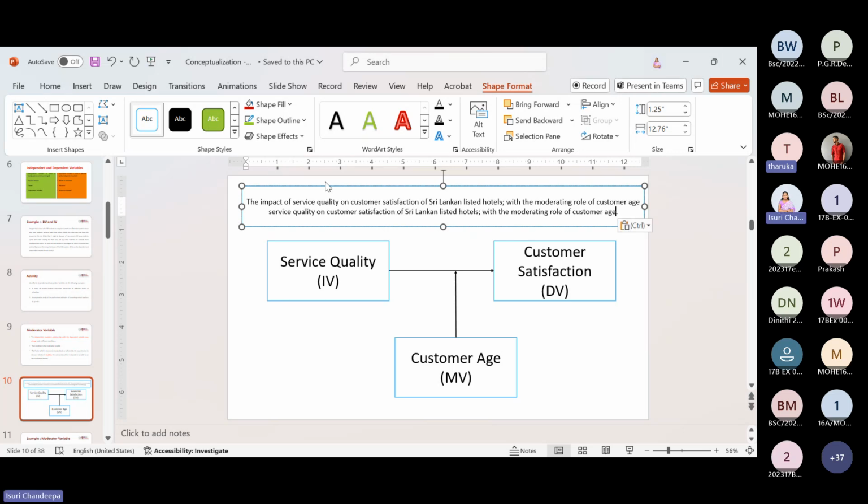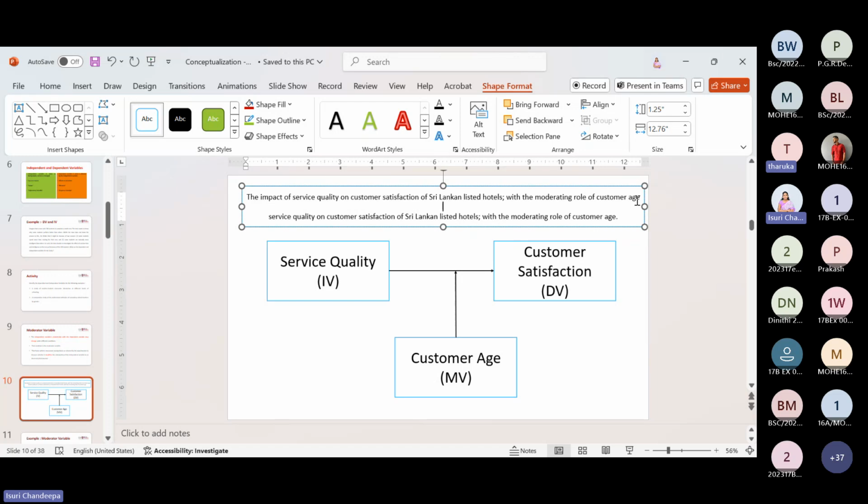Service, no need to include the impact. Service quality on the customer satisfaction of Sri Lankan listed hotels with the moderating role of customer age. Likewise, you may have the chance to create your research topic also, if you are including the moderating variable. Another thing, if you are developing your research with the moderating impact, you need to develop the questions.